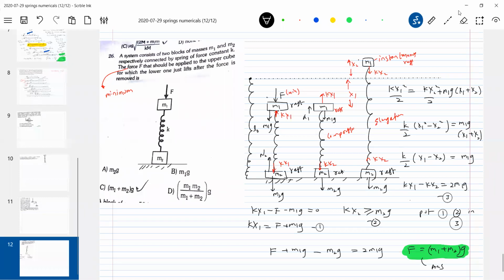Look at the normal contact acting on the block m2. Is it constant or variable? It's variable, no? Because as the block m1 starts rising up, spring force will decrease. So the normal reaction between m2 and the ground will be varying. That one is not a constant. It will be variable.